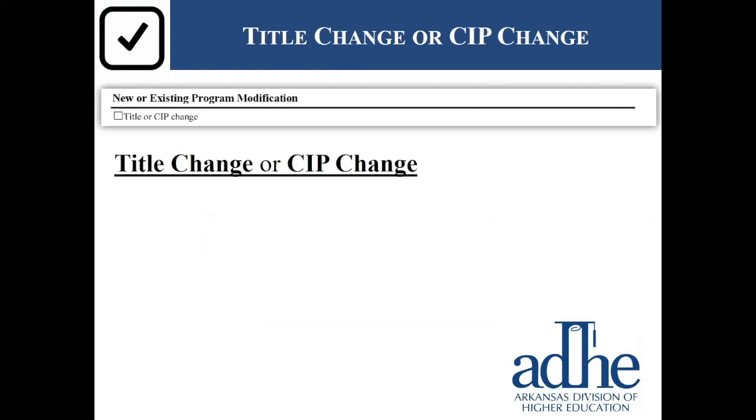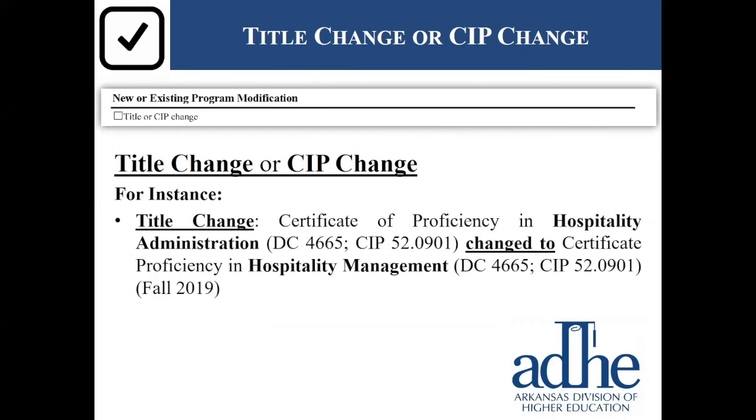If an institution wanted to change the name or zip code of an academic program, it would be noted as title or SIP change. In the example below, the title or program name was changed. Instead of the CP in Hospitality Administration, it is now listed as a CP in Hospitality Management. Despite the requested modification, it does not automatically happen.